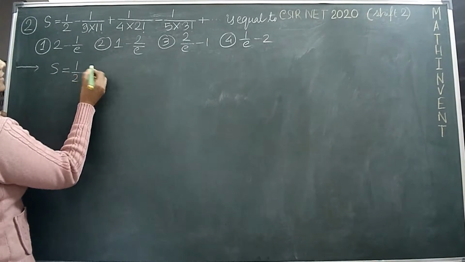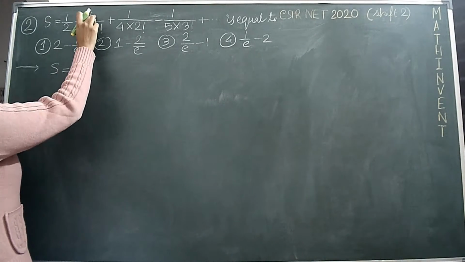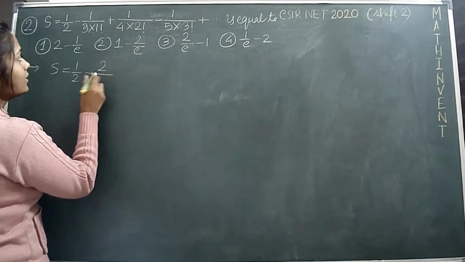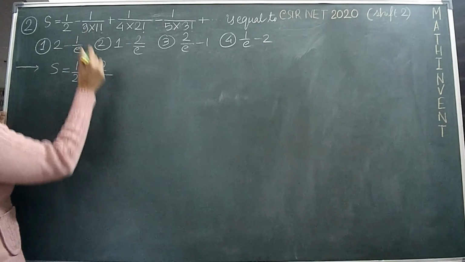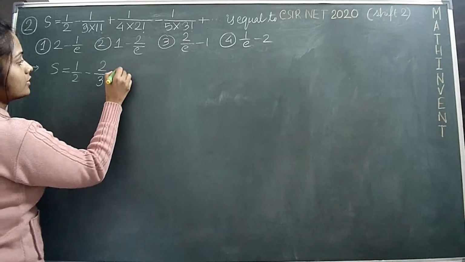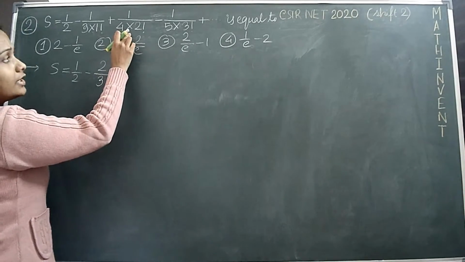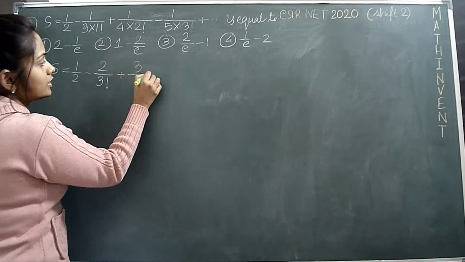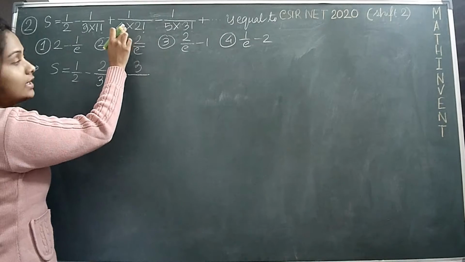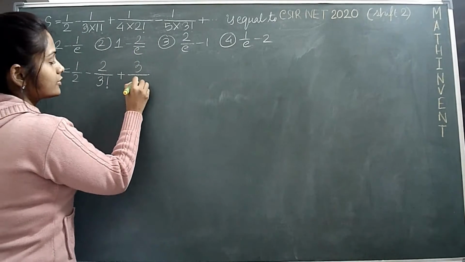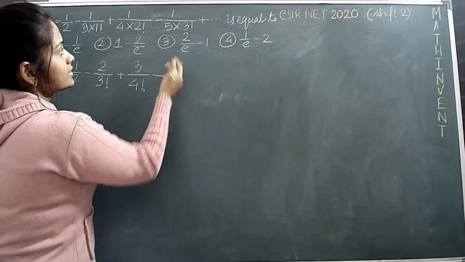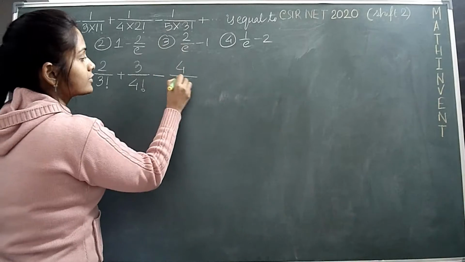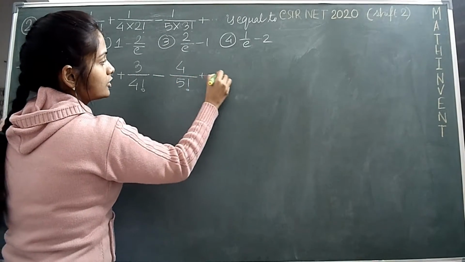So half minus, we are multiplying by 2 in the numerator and denominator, so we will have 2 by 3 into 2 into 1, so this is 3 factorial, plus, here we are multiplying by 3 and 3, so here it will be 3 and here it is 2 factorial into 3 into 4, so it is 4 factorial, minus here 4, and 3 factorial into 4 into 5, so 5 factorial, and so on.